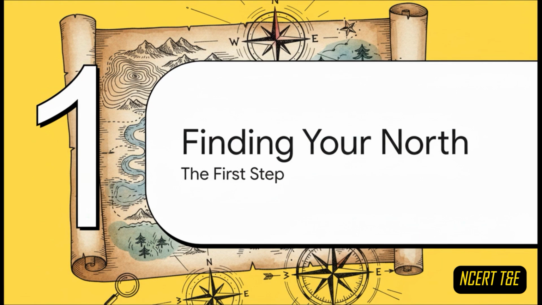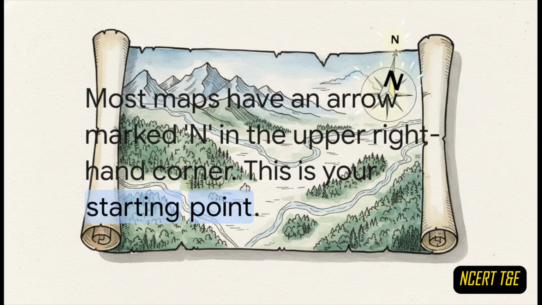All right, so you've got your map laid out in front of you. Now what? Where do you even start? Well, the very first, most crucial step is finding your north. So you're gonna look for a little arrow, usually tucked away in a corner, marked with the letter N. That single letter, that's your anchor. It tells you which way is north, and believe me, once you have that, everything else just clicks into place.